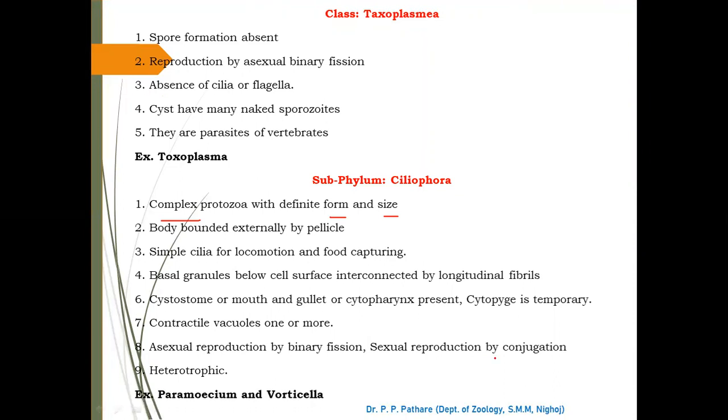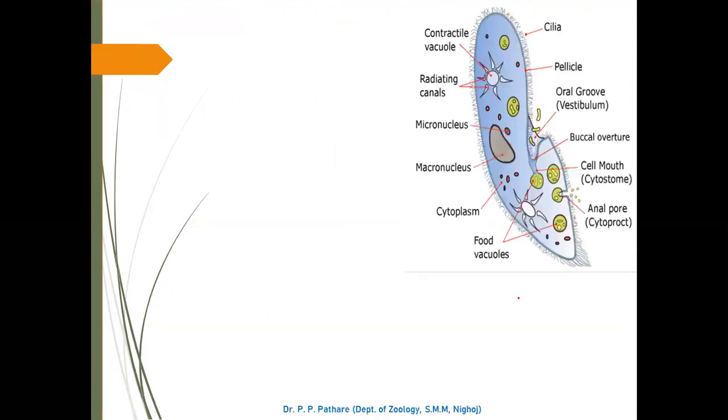subphylum Ciliophora, which is heterotrophic. Heterotrophic means it depends on another living organism for food. Examples are Paramecium and Vorticella, these two organisms being very well-known examples of subphylum Ciliophora. The next important point of today's presentation is Class Ciliata.